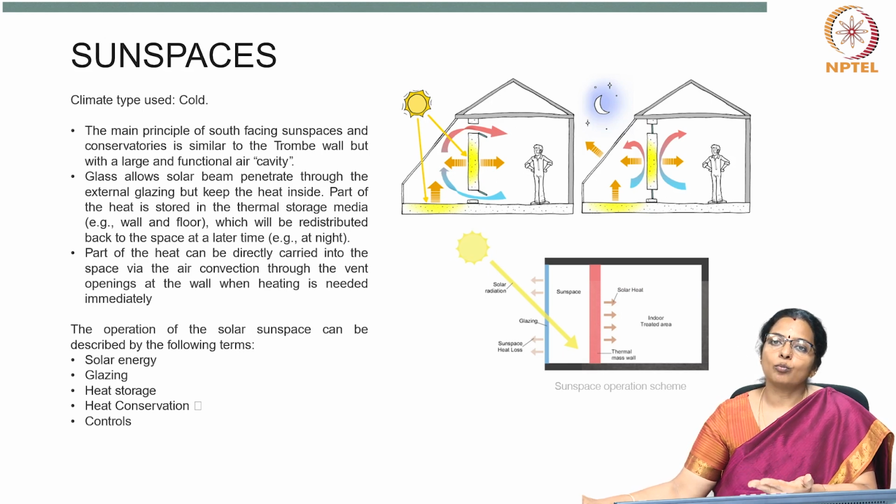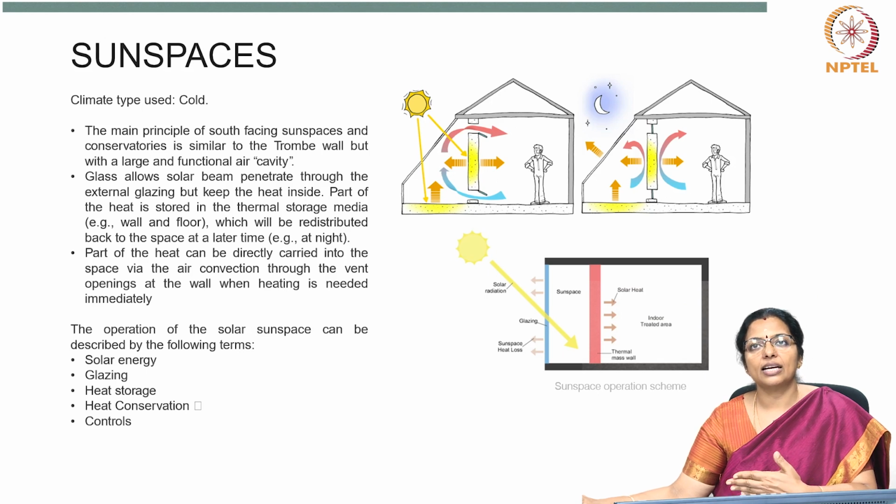Then you could have movable insulation. The insulation can be placed on glass during the night time, outside or inside the sun space glazing, in order to prevent the heat flow to the exterior and therefore capitalize on a higher amount of the stored heat produced during daytime.